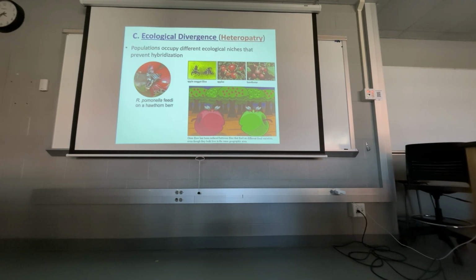Right now, the flies that live on apples versus the flies that live on hawthorns are only considered subspecies of each other, not true separate species. But over the next 1,000 years, if this continues, or the next 250 years if it continues, you might have two separate species that don't interbreed at all. And that's called ecological divergence.